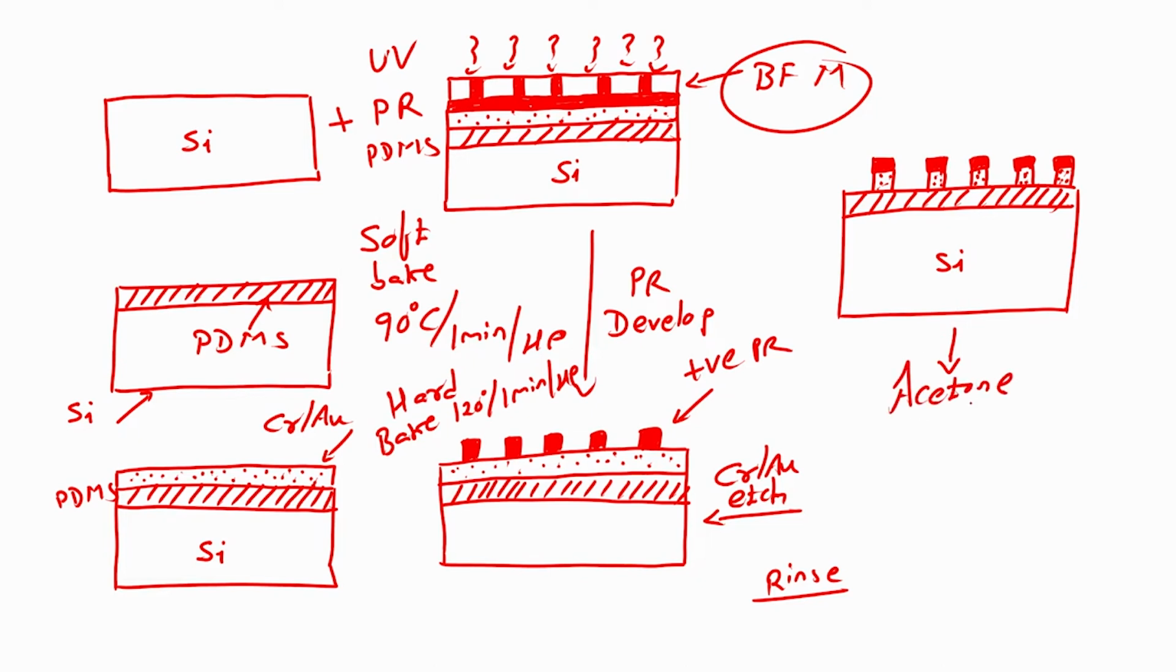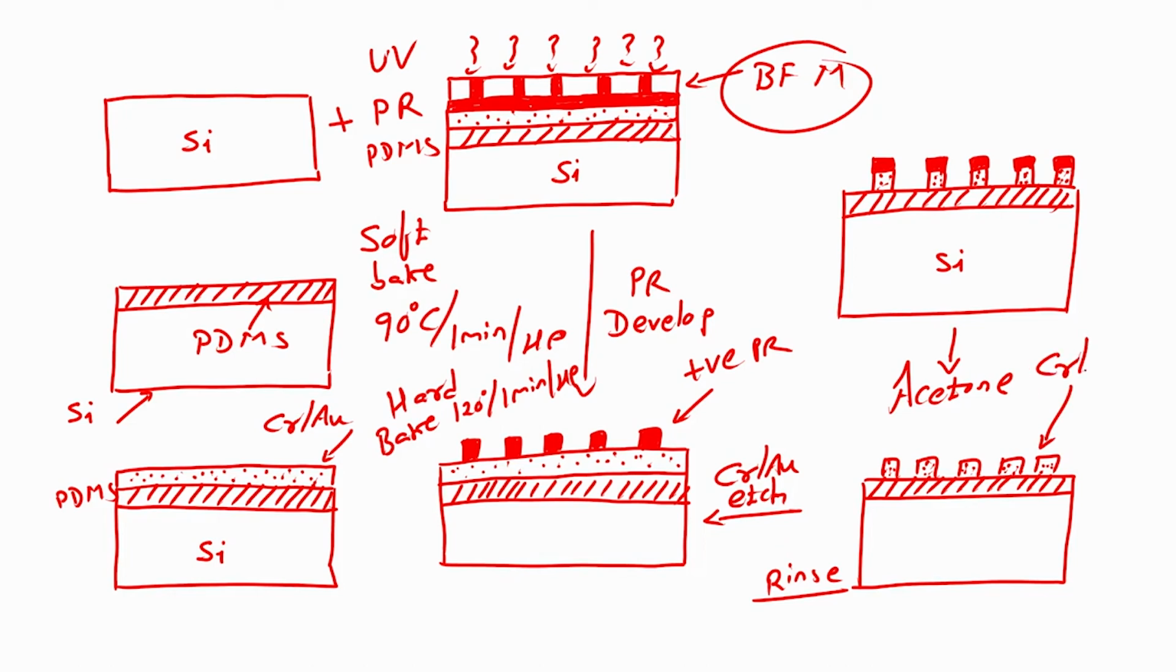If I dip this wafer in acetone, what will happen? We will have silicon with PDMS and chrome gold pattern, isn't it? Chrome gold pattern. So, now this will be my chrome gold, this is PDMS, this one is silicon, right.